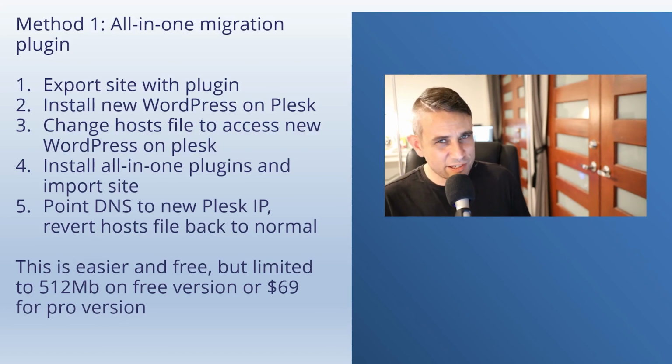All you do is install the plugin, export your site, install WordPress on Plesk, and then we change the host file on our computer to point to our new IP. Then we install the All-in-One Migration plugin on our new host, and we just import the site. That should go fairly smoothly. Point the DNS over to the new Plesk IP and you're good to go.